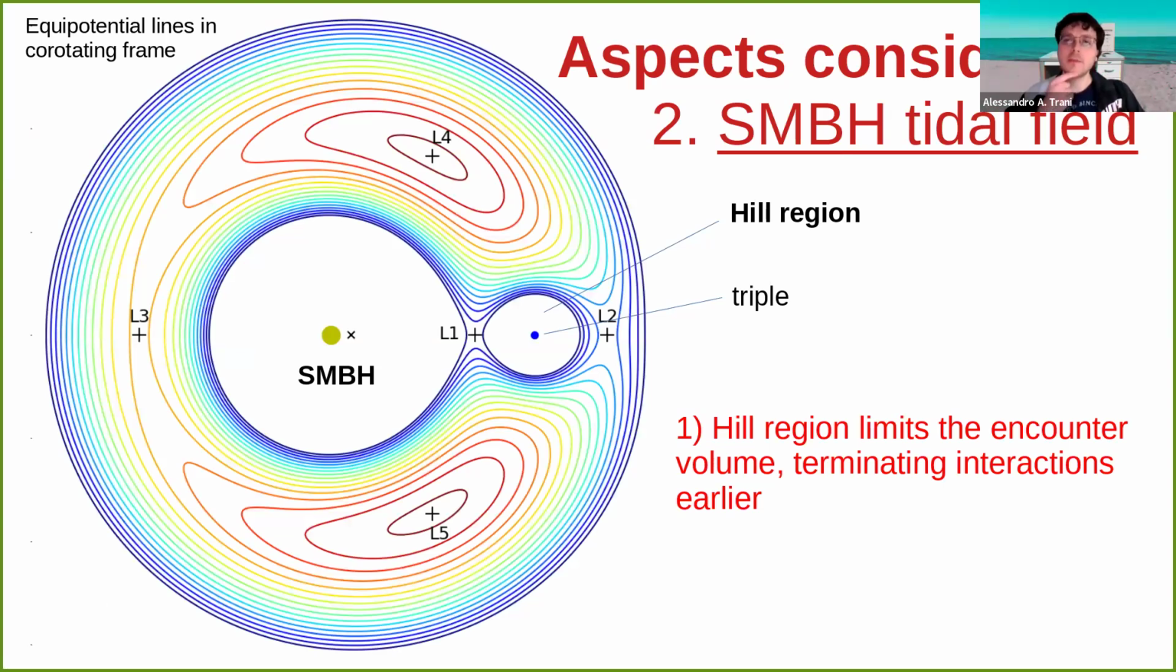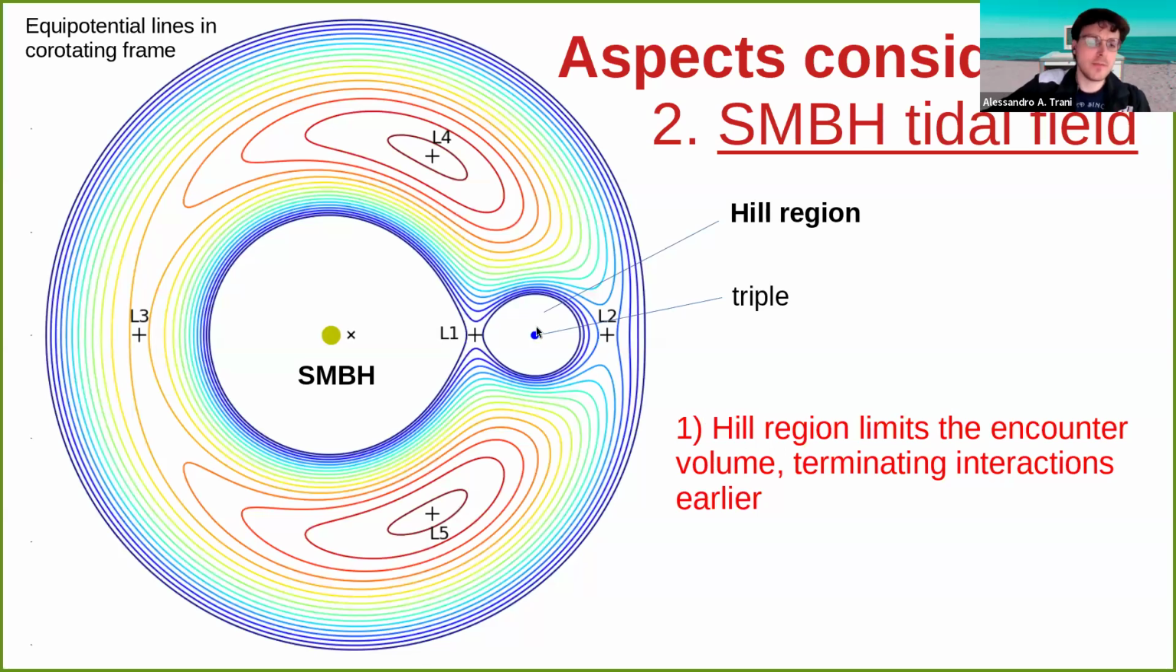And the second aspect is the supermassive black hole tidal field. In order to understand it better, it's better to focus on the co-rotating frame. This figure is actually made for the Sun, the Earth, and masses around the Sun, but it can be applied also to a supermassive black hole. And the Earth here should actually be the triple system itself. L1 and L2 are the Lagrange points, where the potential well, in which test masses are bound to the Earth, opens.